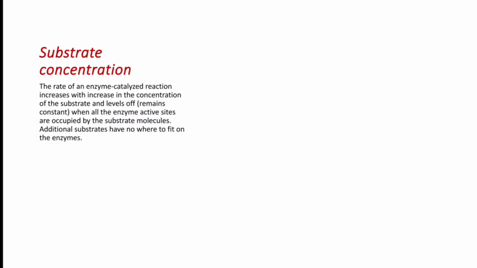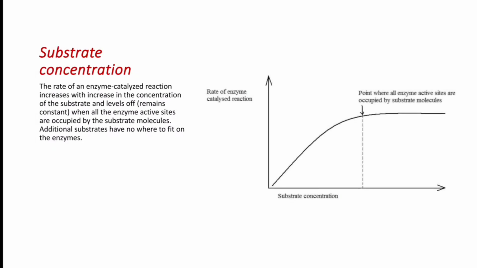Substrate concentration. How does substrate concentration affect the rate of a catalyzed reaction? All right. So the rate of an enzyme catalyzed reaction increases with increase in the concentration of the substrate, and levels off, remains the same or remains constant, when all the enzyme active sites are occupied by the substrate molecules. Additional substrates have nowhere to fit on the enzymes.